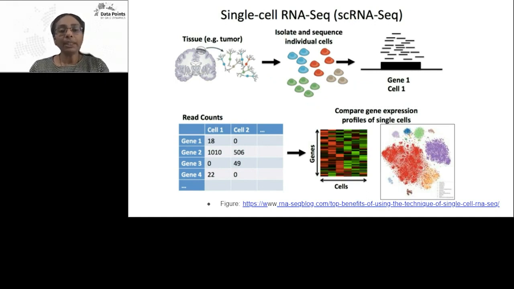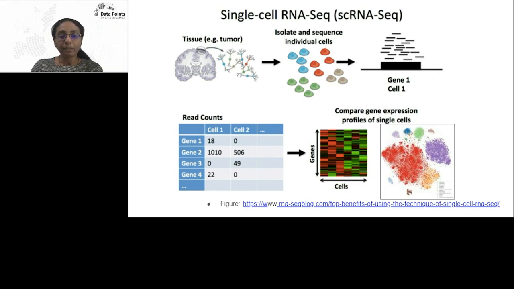Here you can actually take samples from tissues which are either normal or tumor, and you can isolate cells and sequence the individual cells to get information such as what genes are present in a cell. This is a very heavily involved biological process, but at the end of the day, what you get is a count matrix that you see here, where you can quantify the number of cells that are present in the sample and the gene makeup in each cell.